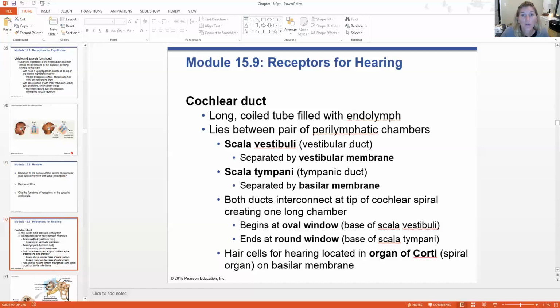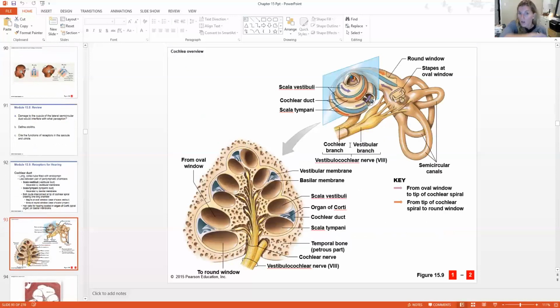The hair cells for hearing are within something called the spiral organ, or the organ of Corti, which is in the basilar membrane. So let's take a look at this. We have our oval window here. This is where the stapes is first kind of tapping as it's carrying the vibrations from the tympanic membrane, and those vibrations are going to travel down the cochlear ducts, and they can stimulate the membranes within our cochlea. If we look at a cross section, you see that there are different membranes.